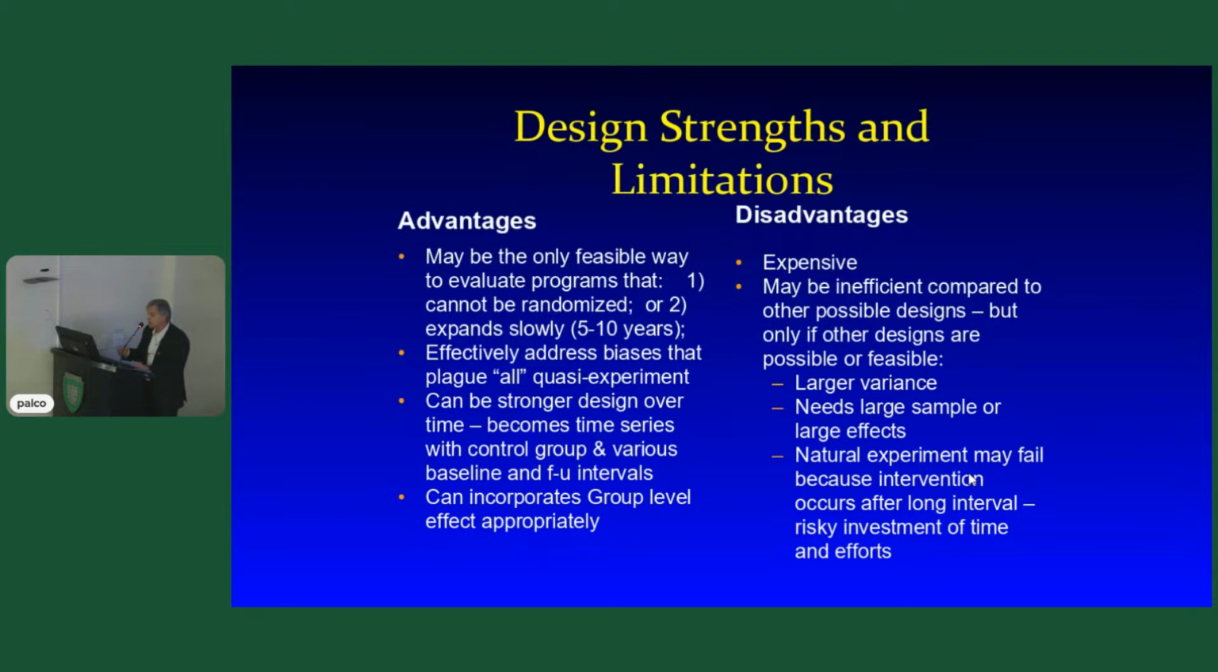Needs large sample, large effects. Natural experiment may fail because intervention occurs after a long interval, a risky investment of time and effort. It could be that the true effect could only be extracted after 5 or 10 years. But I knew from the early evaluation that the academies had an effect. The problem that was unknown is that some of those communities that we investigated in our first study, which was a case control, the academias back then had been there for 20-some years. So maybe there will not be enough time. Maybe this evaluation reflects that there's not enough time for many of them.